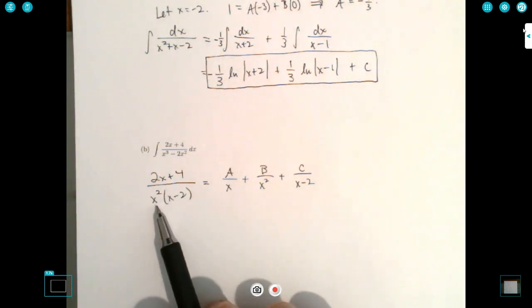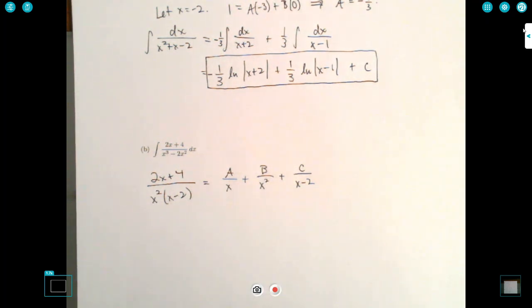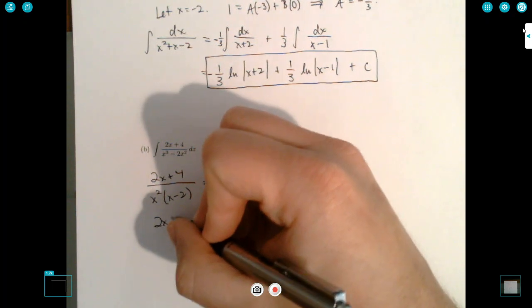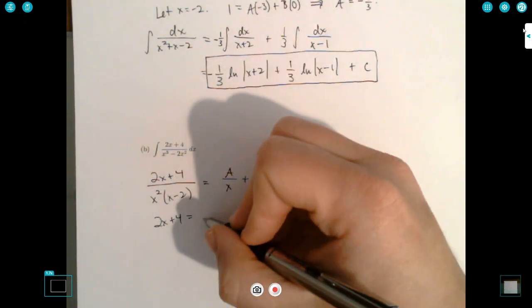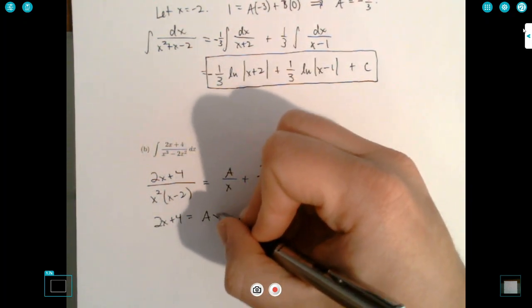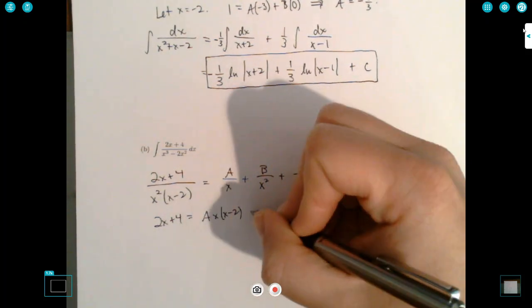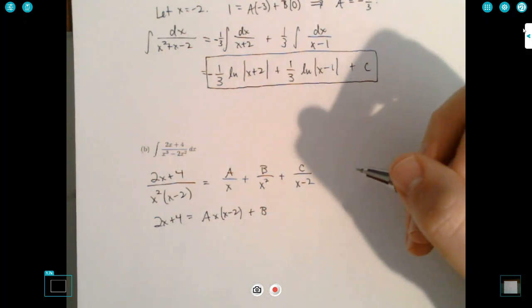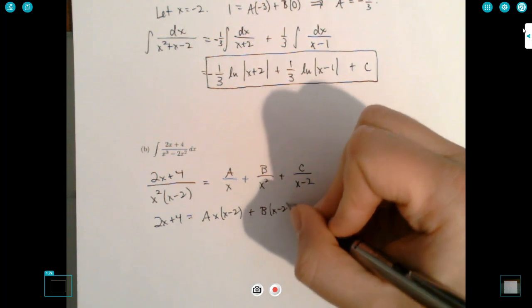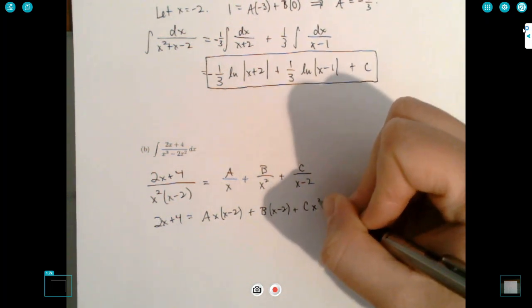And then I can clear the fraction by multiplying through by that denominator. I end up with 2x plus 4 equals a times x minus 2 plus b times x minus 2 plus c times x squared.